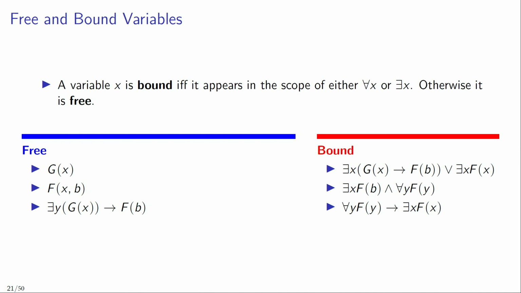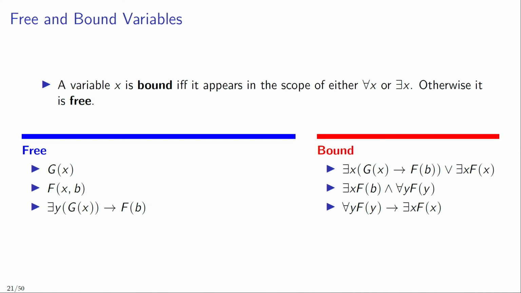Now, for the definition of a FOL sentence, it is very important to always clearly distinguish between bound and free variables. So let's explain what that is. A variable x is bound if and only if it appears in the scope of either the universal or the existential quantifier. Otherwise, the variable is free. So on the left-hand side, you see a couple of examples of free variables, and on the right-hand side, you see a couple of examples of bound variables.